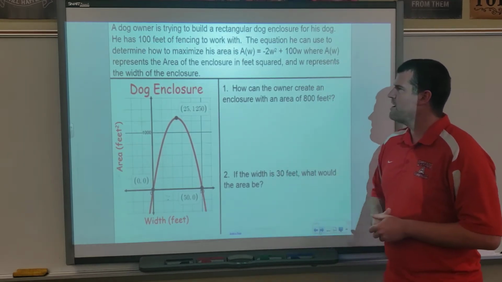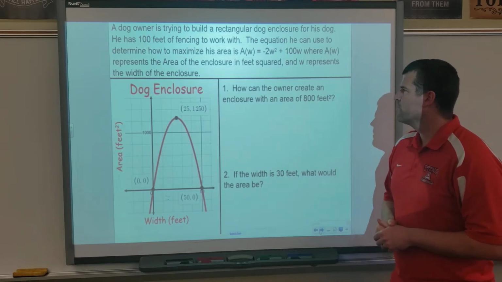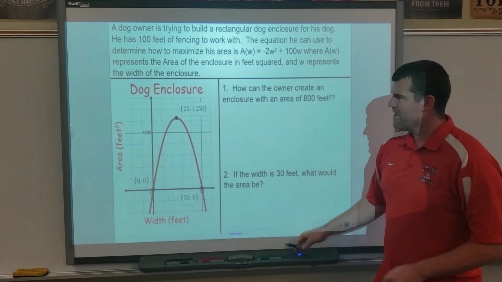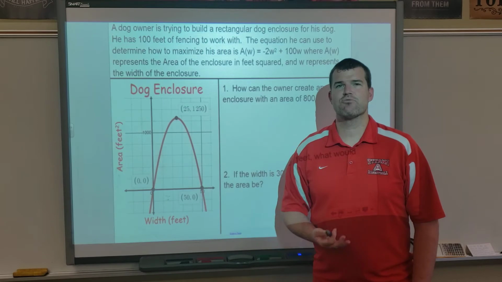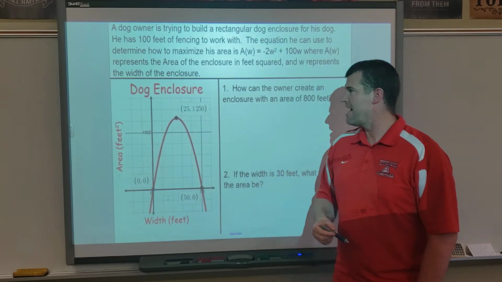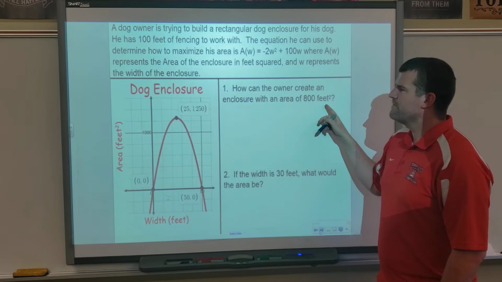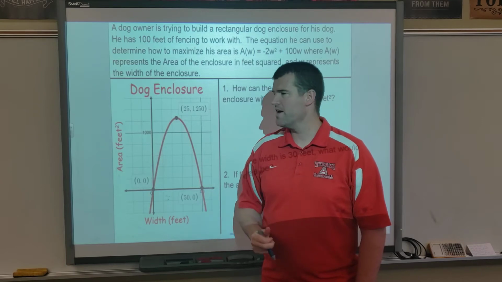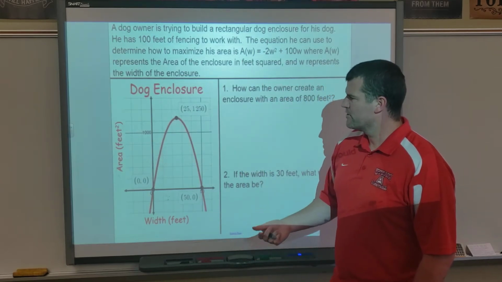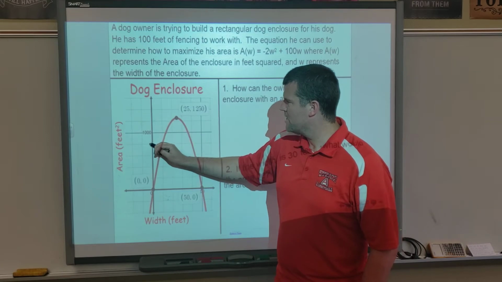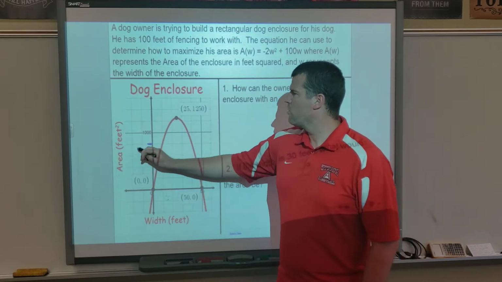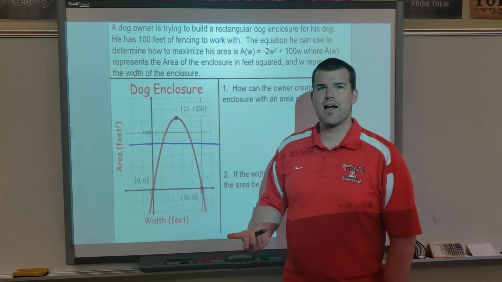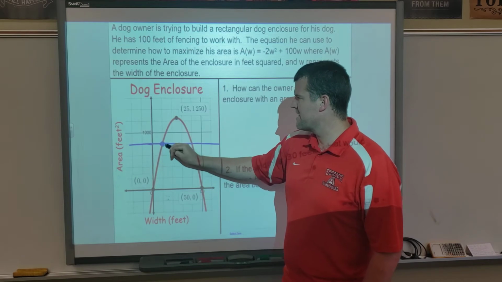So the first new question is, how can the owner create an enclosure with an area of 800 feet squared? So to do this, if we have a graph, we can estimate an answer really easily just by looking at the graph. If the area is 800 feet squared, and we know the area in feet squared is our y value, or our y coordinate, we can just find where 800 is on the y-axis, which would be right here. And then we can draw a horizontal line and find where that horizontal line hits the parabola.